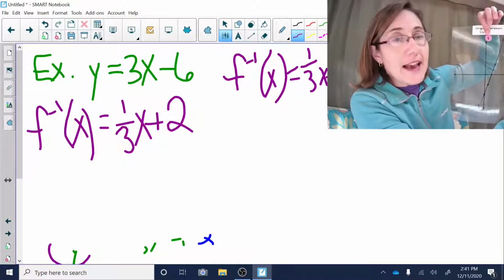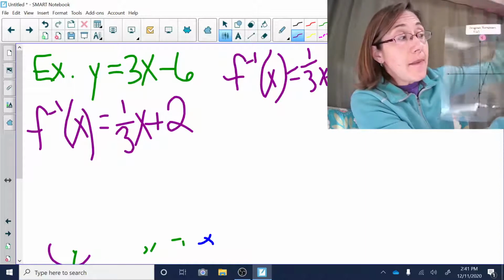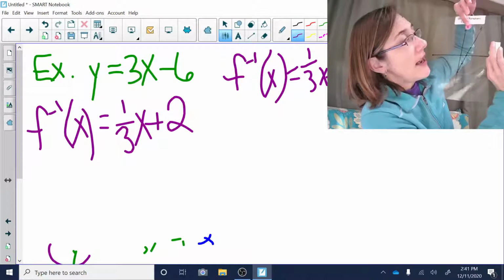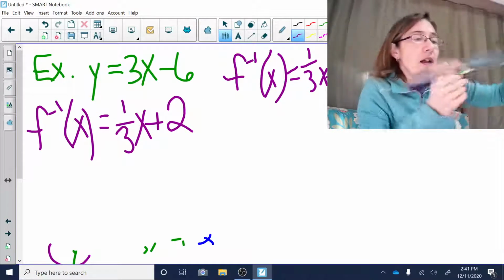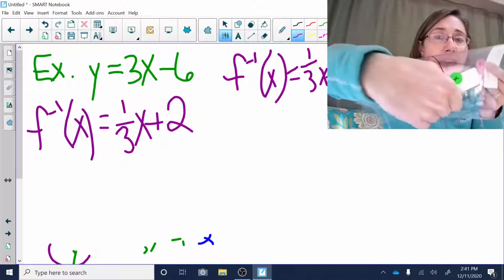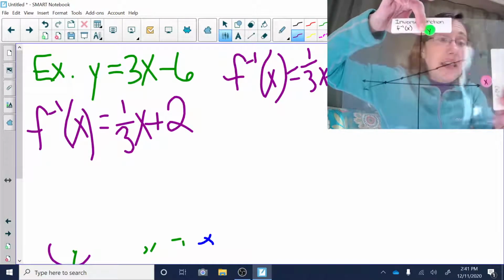That's going to become my x-axis. It's the positive part of the y-axis, so it's going to become the positive part of the x-axis. So what I'm going to do is take this and flip it over like so. Now what had been my x is now my y. What had been my y is now my x.